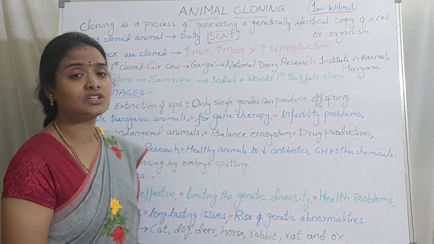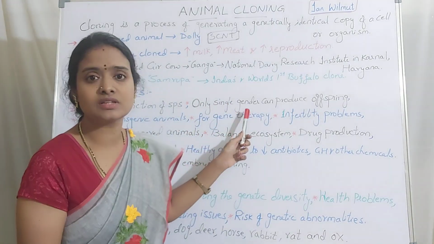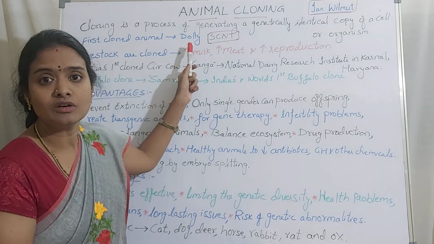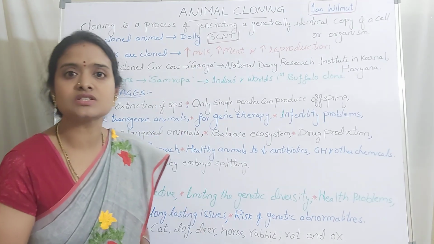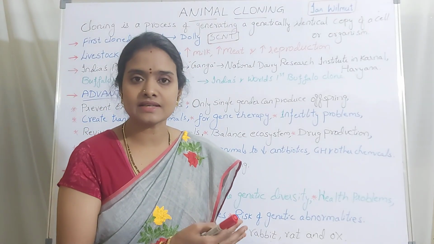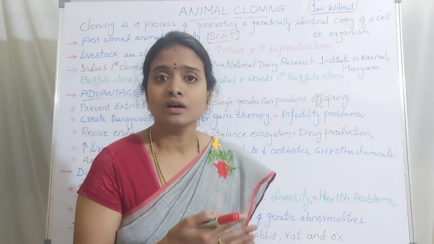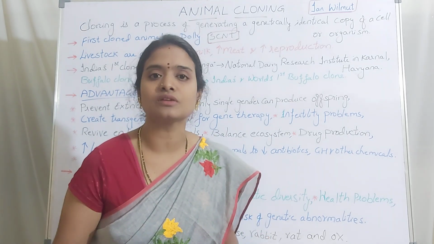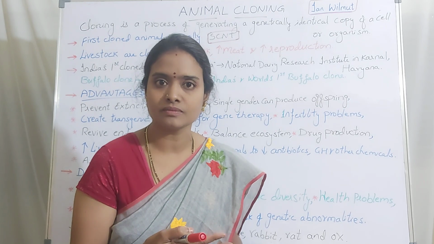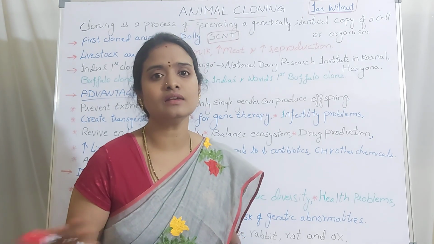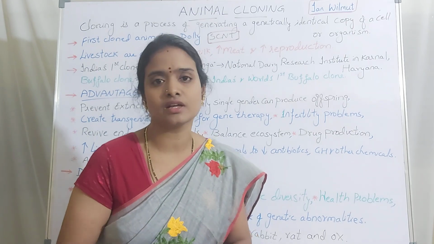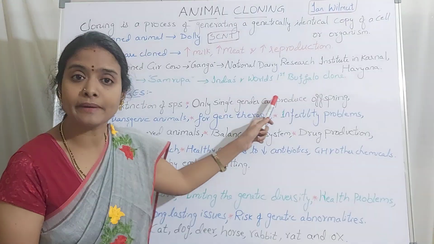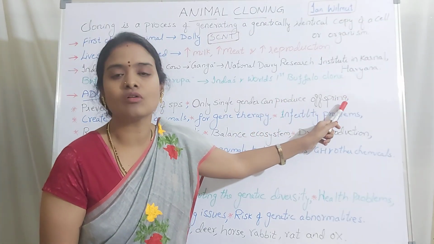And the second advantage is that only a single parent or a single gender is required to produce the progeny. Already we have discussed Dolly, where only the female sheep was used, where the egg cell was used and enucleated, and the somatic cell, again taken from the female animal, was introduced into the enucleated egg cell. Then it was introduced into the surrogate mother in order to produce the progeny. In the same way here, only a single parent is required to produce the progeny or offspring.